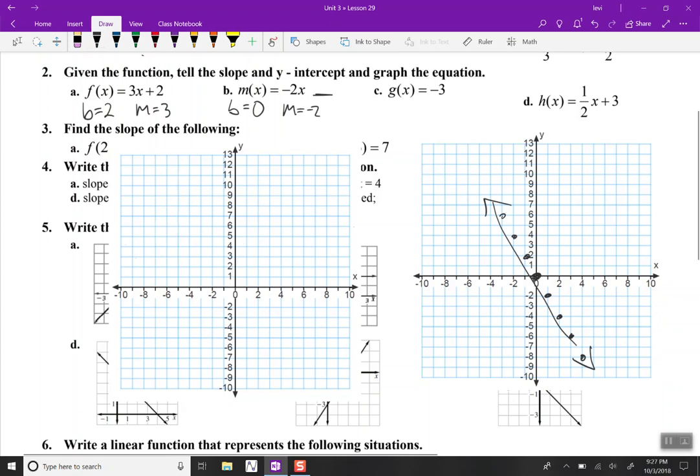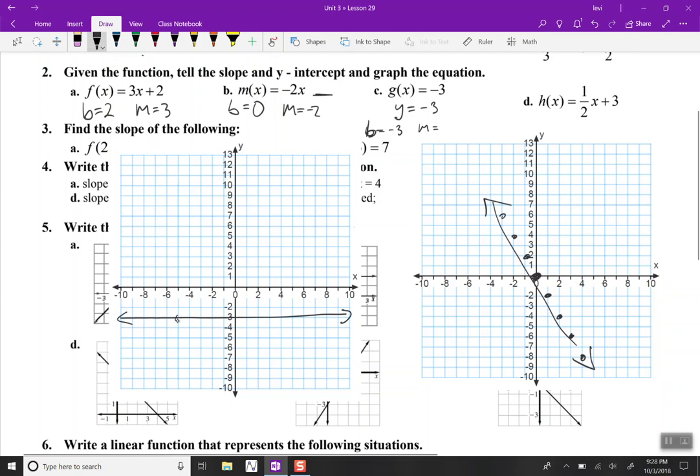For G, y equals -3, right? These are always the same. These can be rewritten, right? So, our y-intercept is what it says, -3. That's -3, our y-intercept b. And our slope, well, if all our y values are -3, right, what kind of slope do we have?